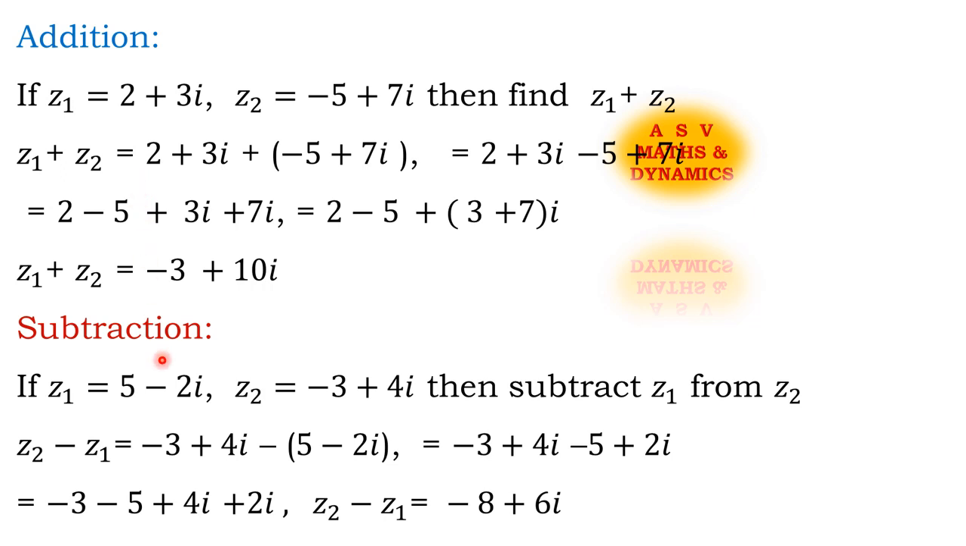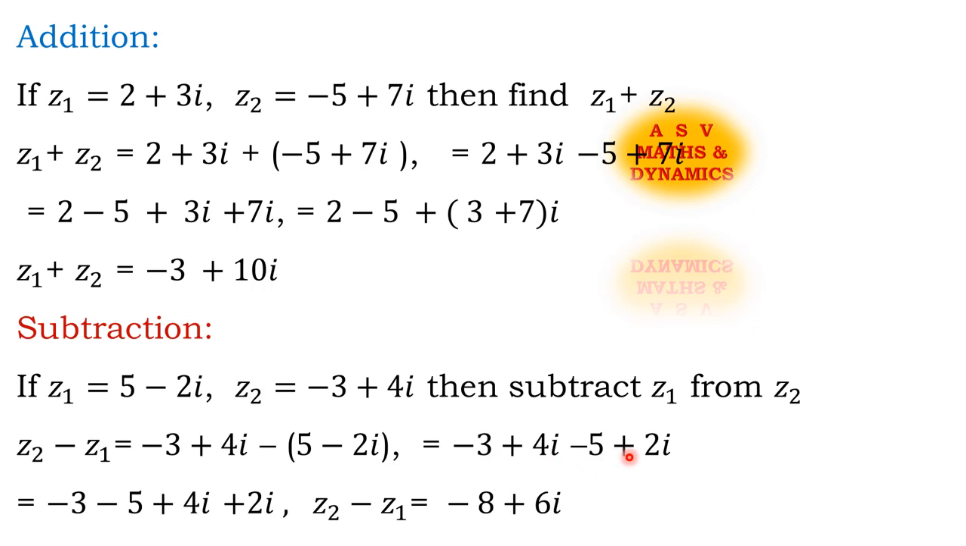So subtraction, how do we do it? If z1 is equal to 5 minus 2i, z2 is equal to minus 3 plus 4i, then subtract z1 from z2. You want to look at the question carefully because they are asking to subtract z1 from z2. So these words, how do we write the notation? z2 minus z1. So what is the value of z2? First rewrite, then z1. Now here also we remove the bracket, multiplying the minus inside, so we get the value like this.